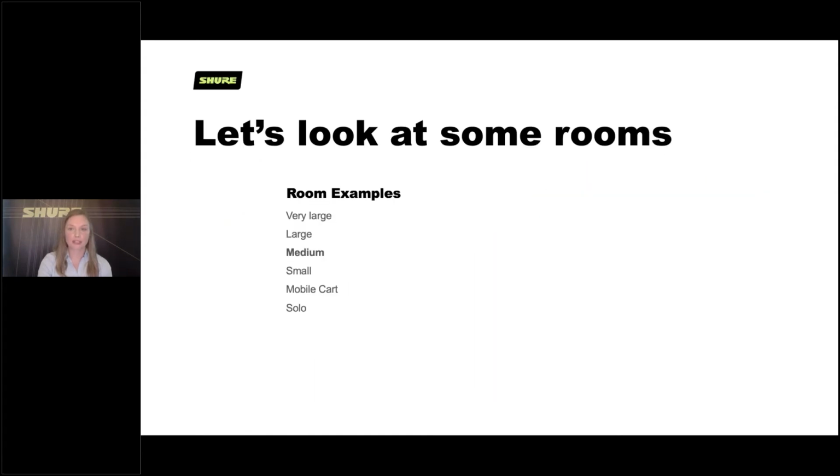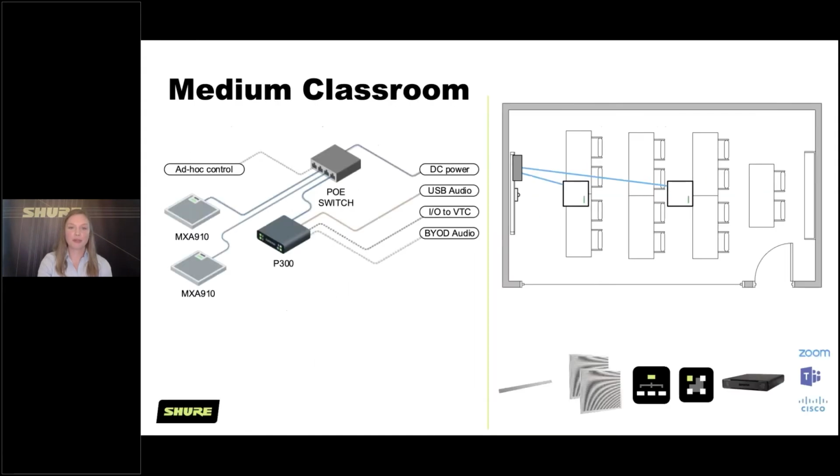So let's look at a medium-sized room. And in this particular example, we have a space that has 4 rows of students, and we're using 2 MXA 910s. Again, same blue connection. That line is indicating your network connection back to your PoE switch. We can then position the lobes or aim the lobes to pick up the last 2 rows in that particular classroom, as well as the front of the room where the professor would be.